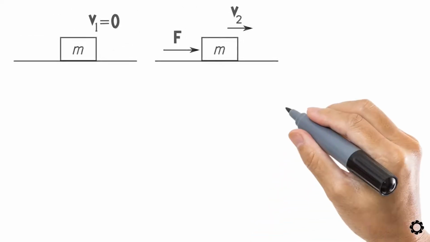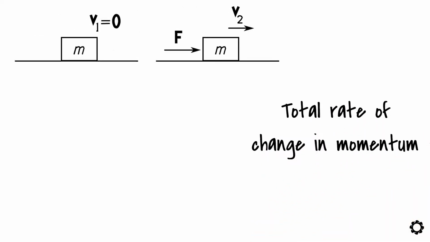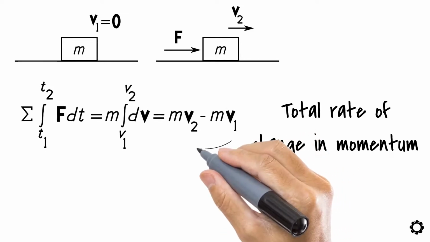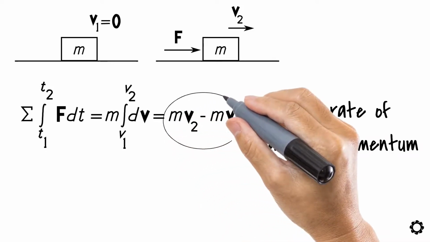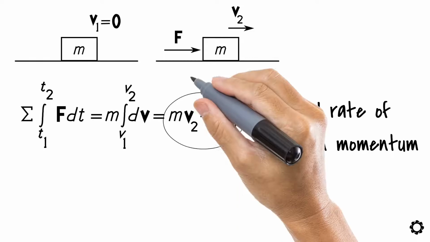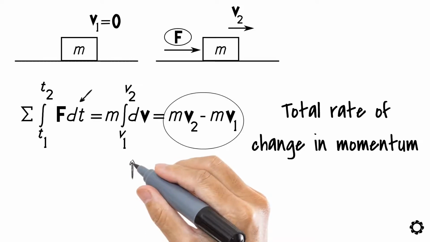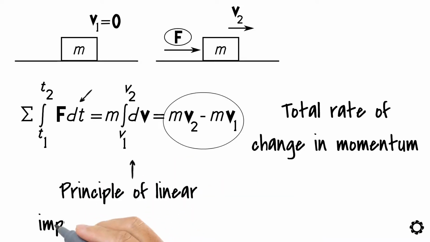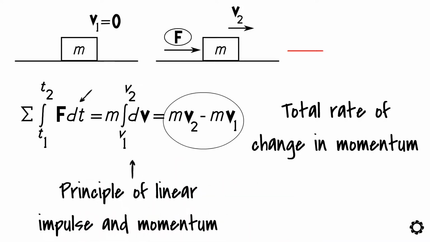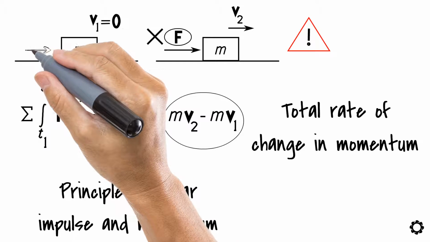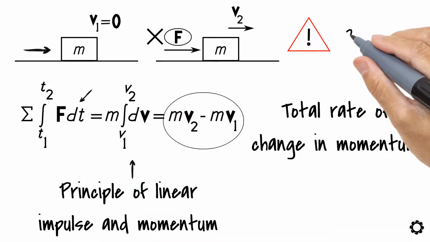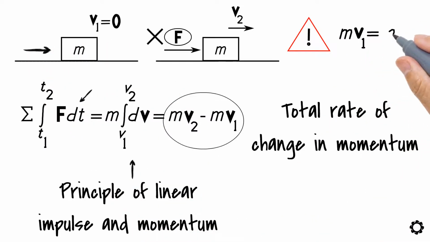Therefore, the box's total rate of change in momentum, which is the product of its mass and the difference in its initial and final velocity, is also affected by the resultant force that is acting on it in a certain time interval. This concept is what we call the principle of linear impulse and momentum. It's good to notice that if there are no external forces acting on the closed system, like in our box, then the total linear momentum doesn't change but would remain the same.